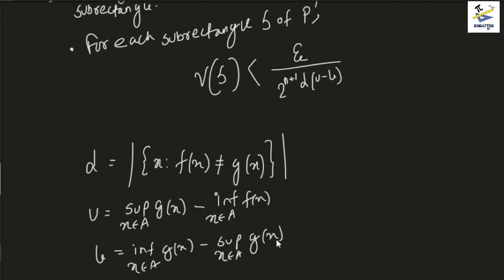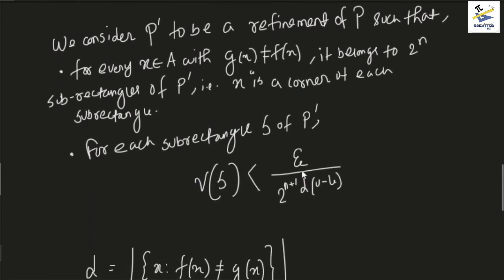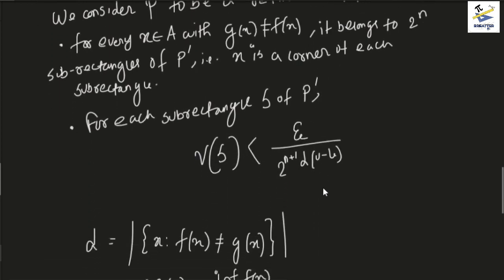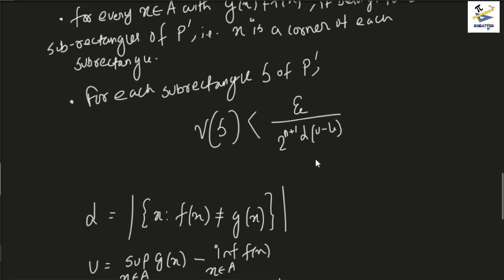And this partition is made such that the volume of each subrectangle is less than epsilon, and you see the epsilon by 2 from here comes from this epsilon by 2, and it gets multiplied with 1 by 2 to the power n d of u minus l. So what we are trying to find here is that we are dividing the whole region into sub-regions where each rectangle has an area of 1 by 2 to the power n, because there are 2 to the power n sub-rectangles, so each one will have 1 by 2 to the power nth of the area.